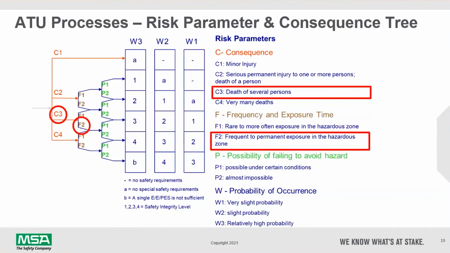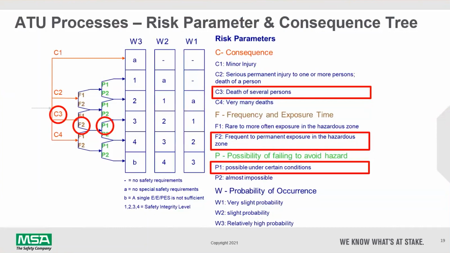Then, as far as the possibility of failing to avoid the hazard, I would say it's possible under certain conditions. We talked about the mitigation effects that could be taken, and that certainly would help our cause. So we'd be categorized as a P1 in this case.